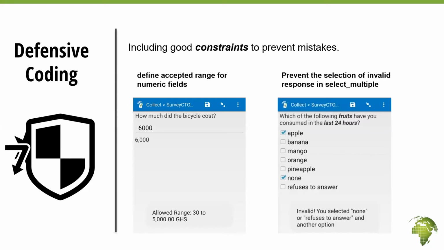For select multiple questions, we also build in constraints like preventing people from selecting none and one of the valid options. So in this case, for instance, if you selected that you ate apple in the last 24 hours and you also ate none, then you would get a warning notice telling you that your selection is invalid, and it won't allow you to proceed until you change the value.